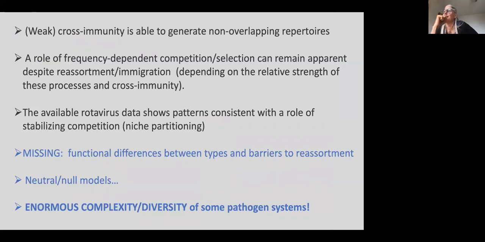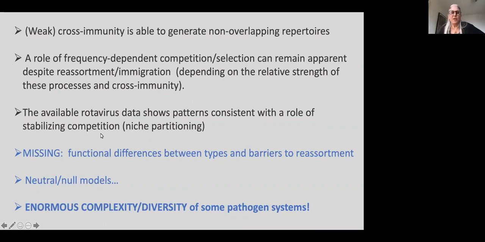I just wanted to show you that because it is a nice picture of this discordant state possibly in nature. And this makes the point that we can get these non-overlapping repertoires, in this case even with weak cross-immunity, and that this frequency-dependent selection, this effect of what we would call niche differences sensu Chesson, but in a context of evolution, can remain apparent despite mixing by reassortment and despite immigration, depending on the relative strength of these processes. And this data shows patterns consistent with niche partitioning, this emergent niche partitioning.